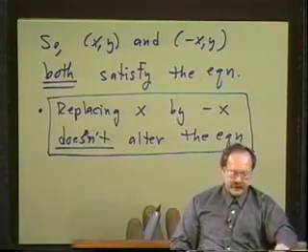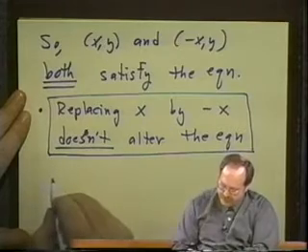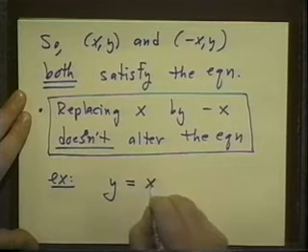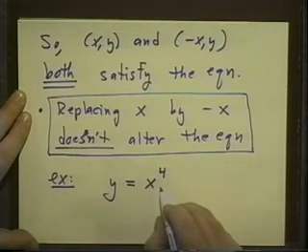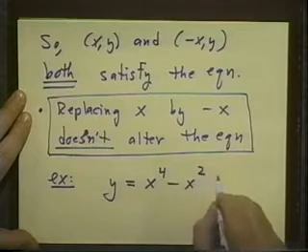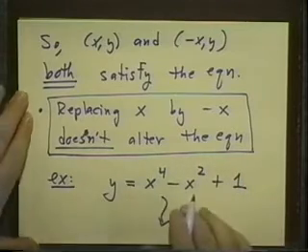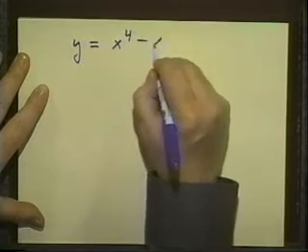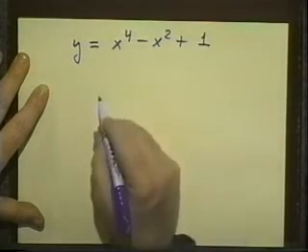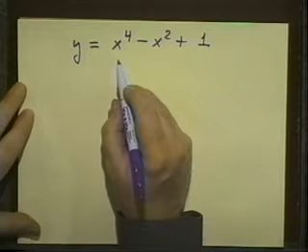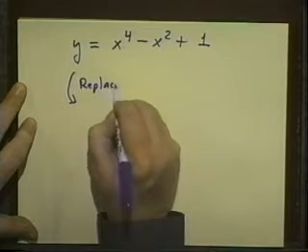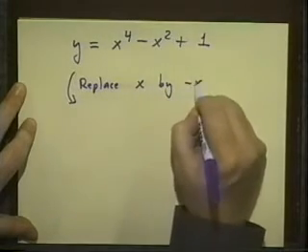And if we want to look at an example of this sort, here's one. Take the equation y equals x to the fourth minus x squared plus 1. And I'll carry that to the next page. And if you're thinking ahead of me, here I will copy it again. y equals x to the fourth minus x squared plus 1. I'm going to replace the x everywhere by minus x. So here is the replacing. Replace x by minus x.